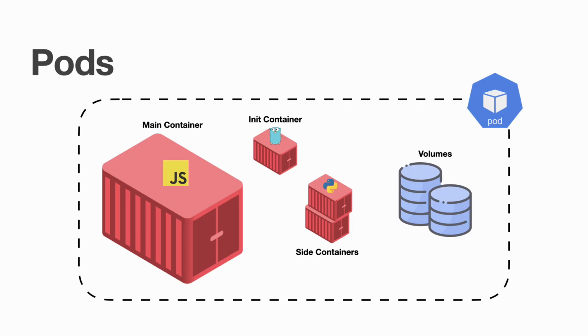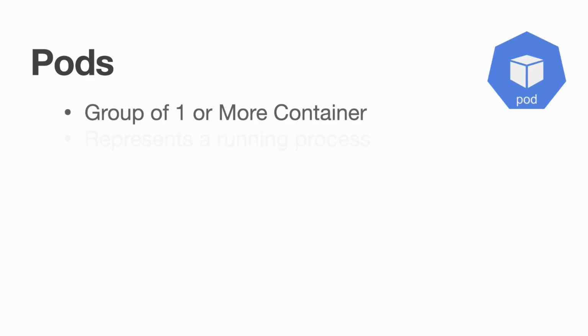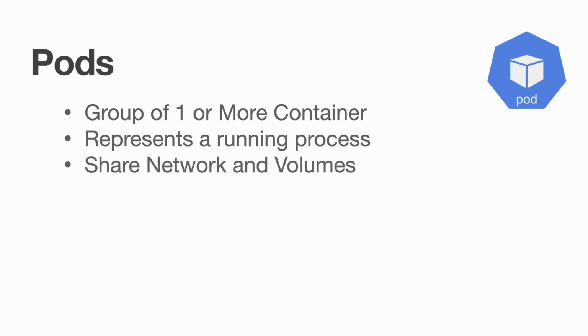Now, the way that these containers communicate to each other within a pod is using localhost and then whatever port that they expose. The pod itself has a unique IP address, which means that if another pod wants to talk to this pod, it uses the unique IP address. So a pod is a group of 1 or more containers. It represents a running process. It shares the same network and volumes.